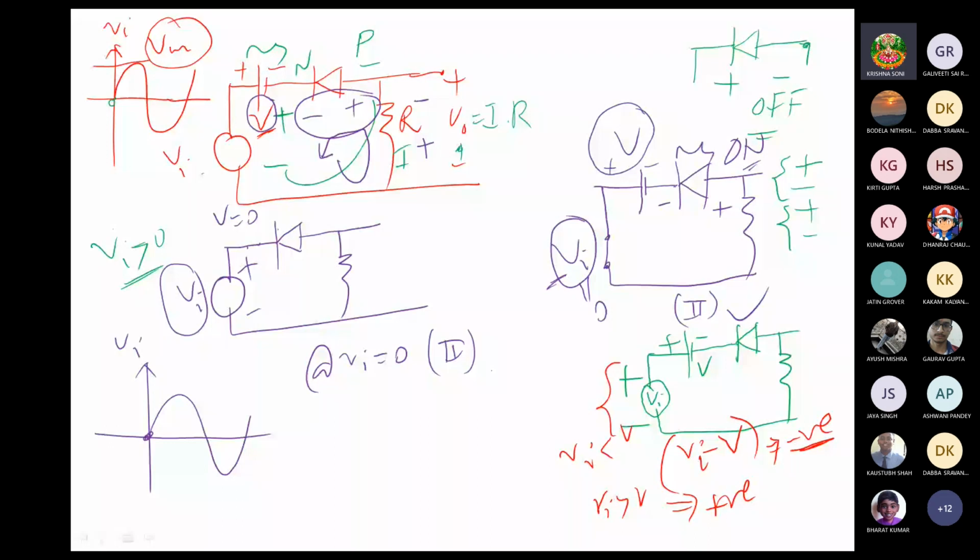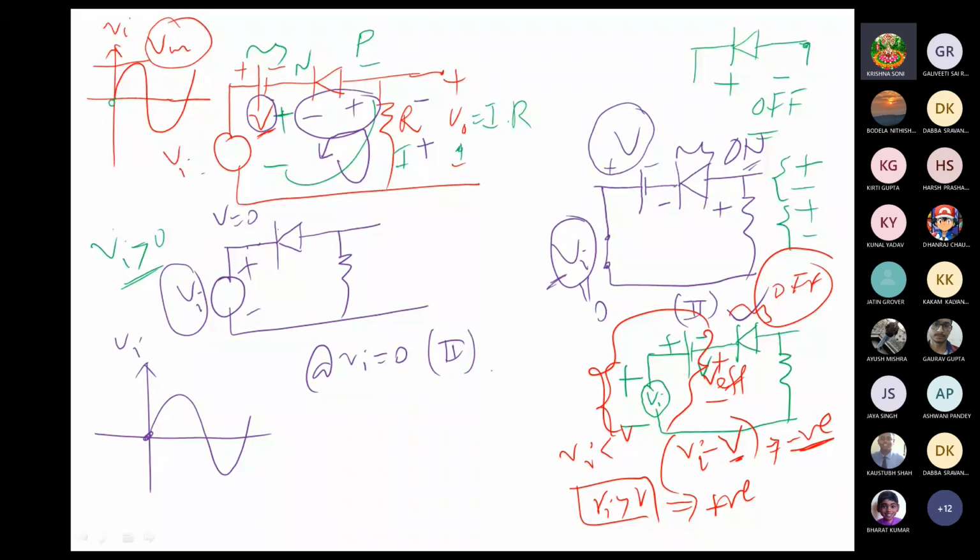So we can take Vi greater than B first. If Vi is greater than B, then the resultant potential due to all these will be that of Vi. We can replace these with an effective voltage source with this potential, and this will make the diode off. Is this clear? The diode will be off here.